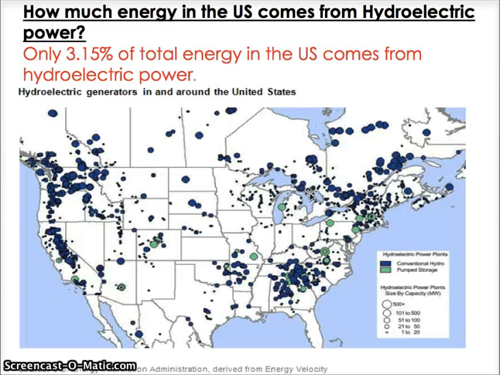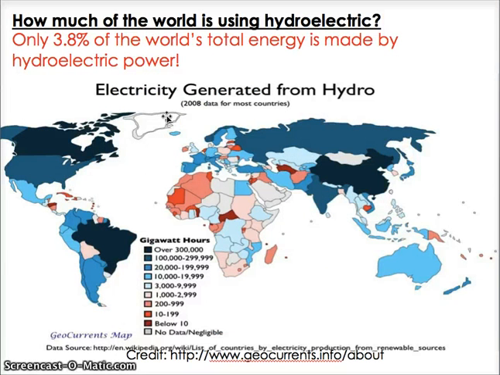This is a map that shows where hydroelectric power is used in the United States. As you can see, most of the coastal cities over here on the West Coast and the East Coast have a lot of hydroelectric dams and hydroelectric power plants. Overall, though, it only accounts for 3.15% of the total energy in the United States, which is a very small amount. If you look at the world, similarly, only 3.8% of the world's total energy is made by hydroelectric power. Some of the leaders in the whole world in hydroelectric involve Canada, Brazil, and China.